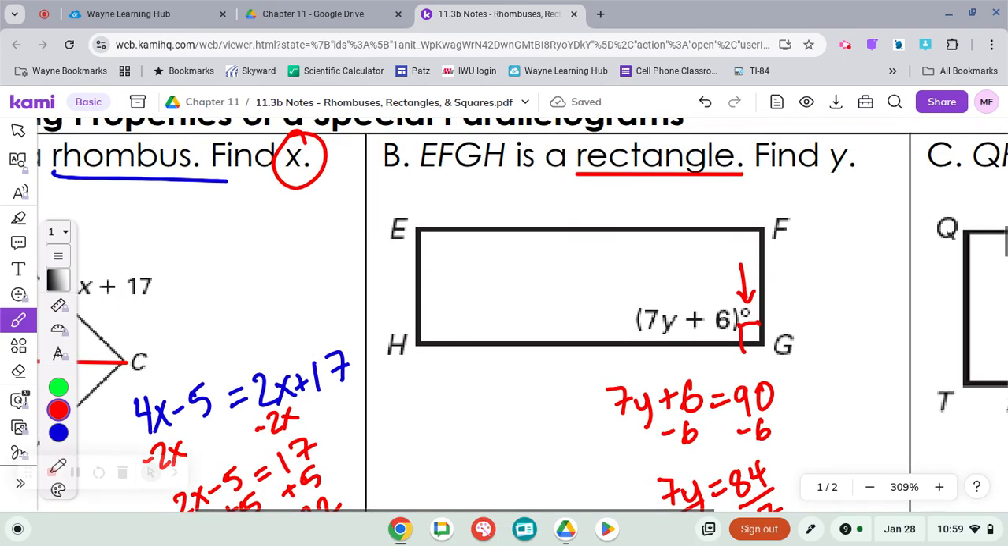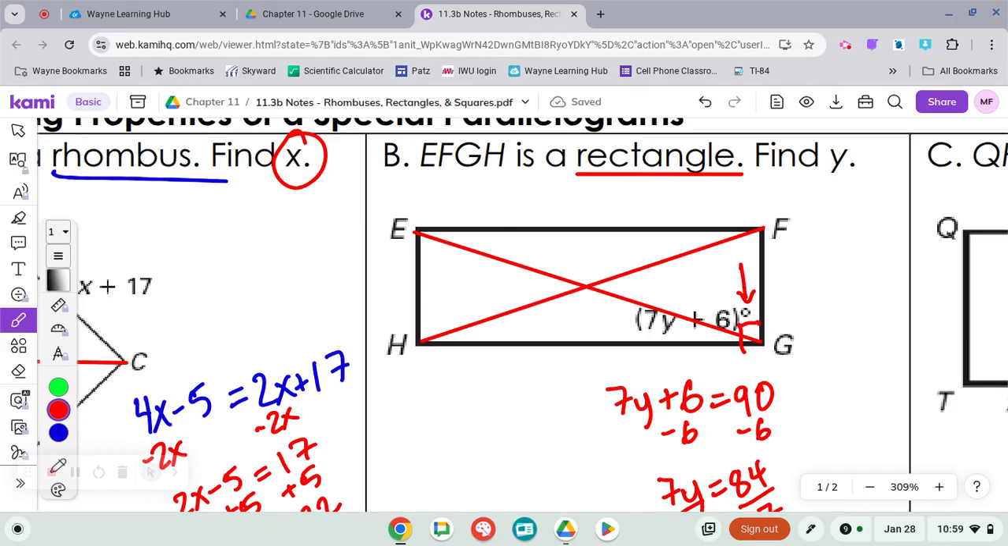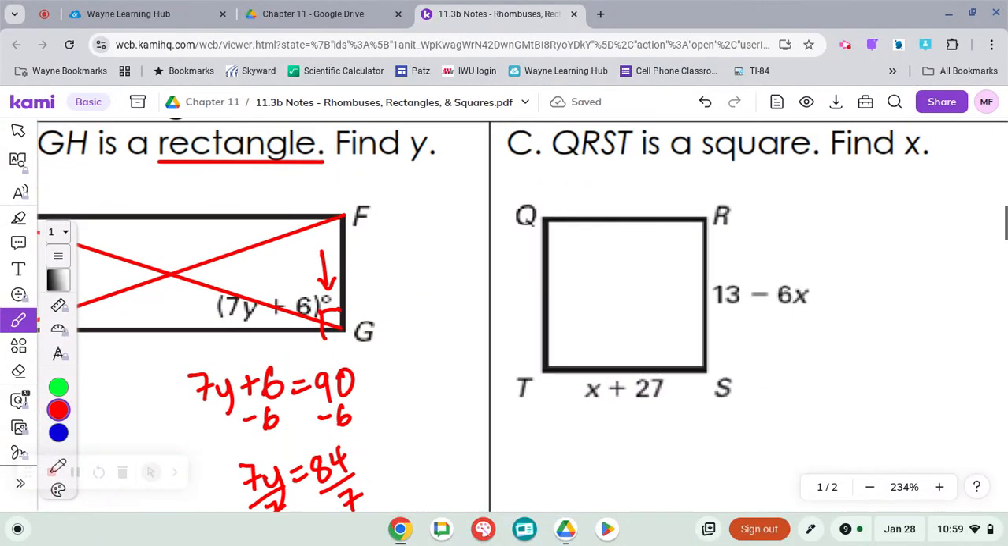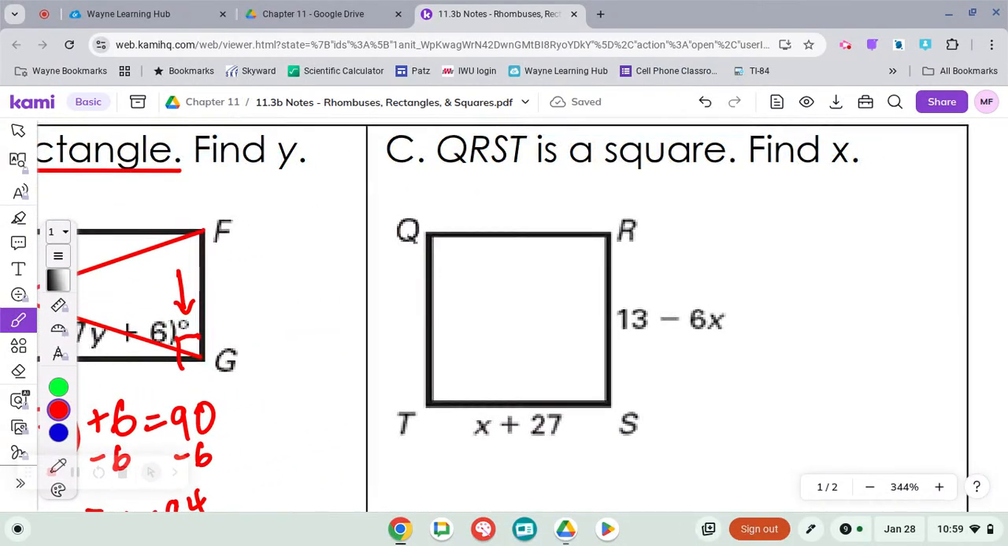And for a rectangle, anytime we have a rectangle, the two diagonals are going to be congruent. They also bisect each other because in any parallelogram, the diagonals bisect each other. What I mean by congruent is if EG is 20, then that means HF is 20 also. Okay? So finally, QRST is a square.